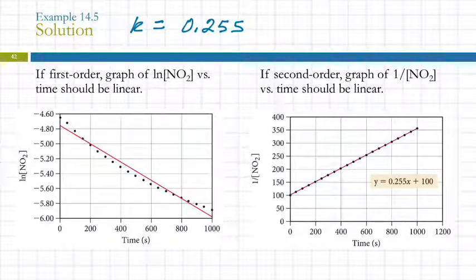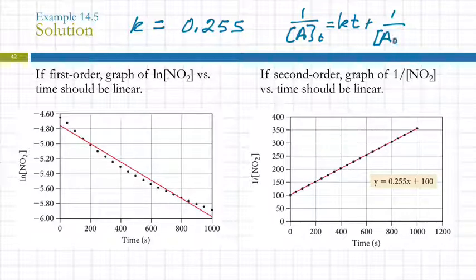We can figure out what the units are by looking at the equation. It was 1 over A_t is equal to kt plus 1 over A_0. Obviously, seconds need to be in there somewhere, right? It's the rate constant times time. We need that unit of seconds to go away. So we're going to have reciprocal seconds in here somewhere.